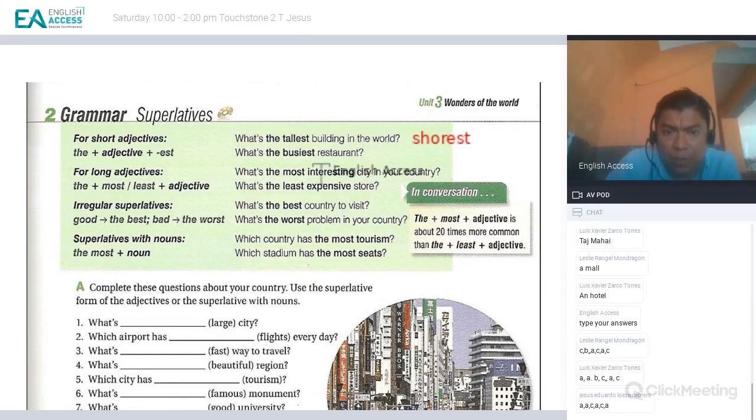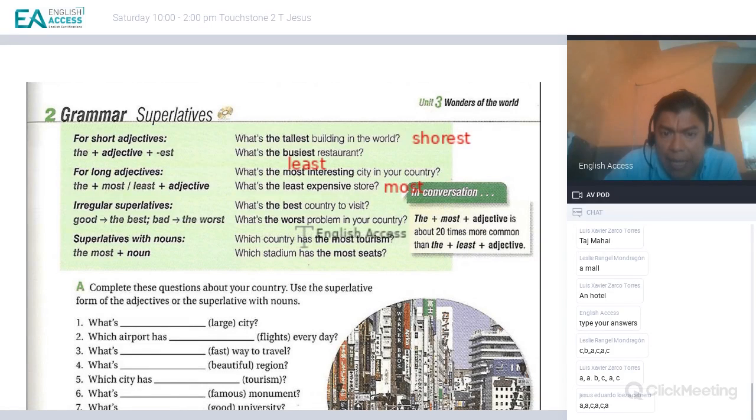Okay, let's do that for homework. Most interesting. What is the opposite? Least. What's the least expensive? The opposite? Most. The best country. The opposite? The worst. What's the worst problem? And the opposite? The best.